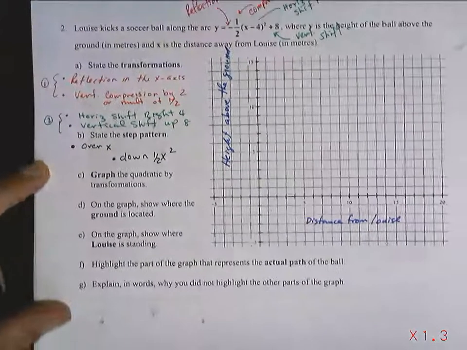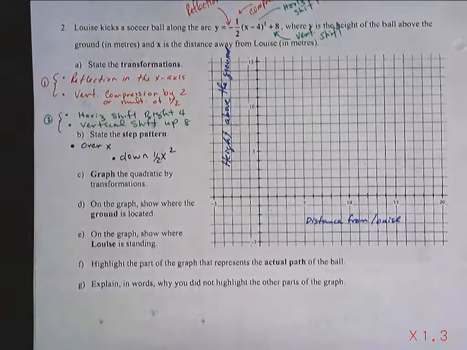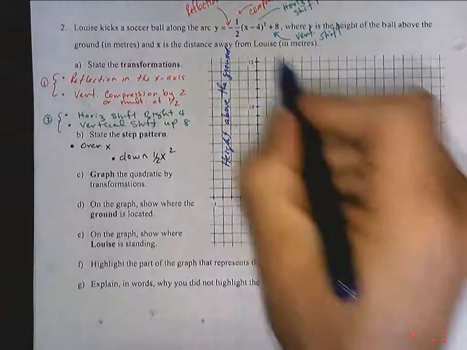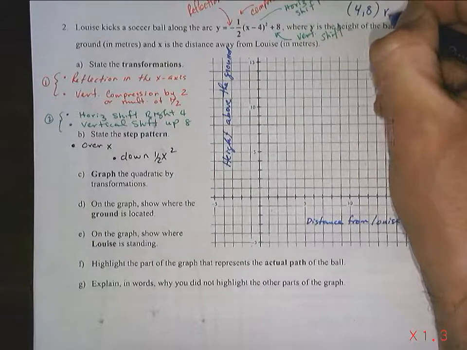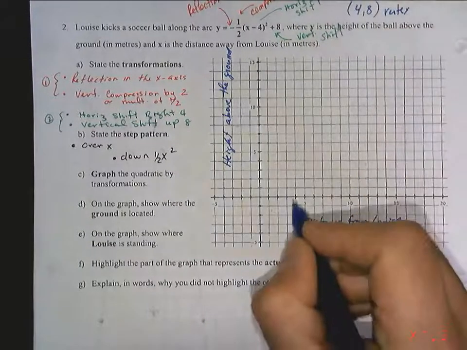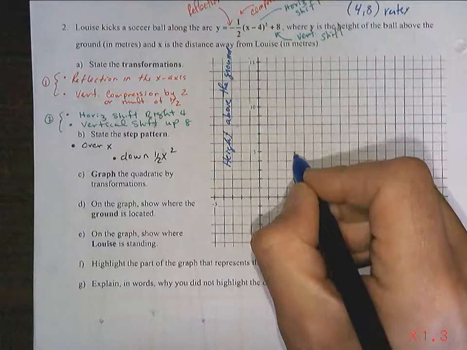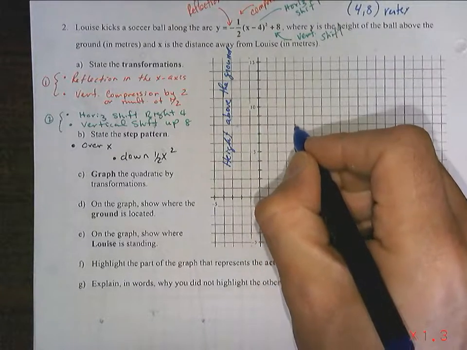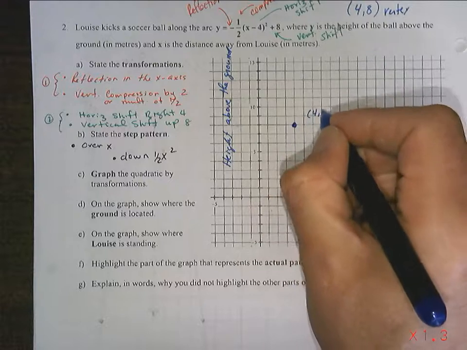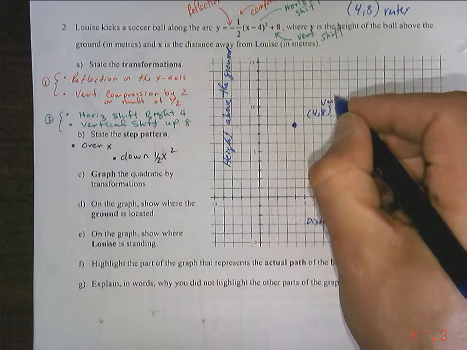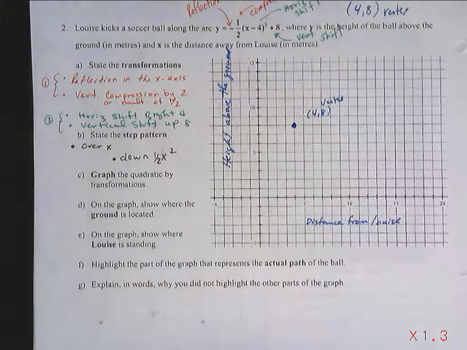Graph the equation. Okay, I'm going to start by putting in the vertex. The vertex up here is going to be 4, 8. So 4, 5, 6, 7, 8. Who do we appreciate? Mr. White. No, just kidding. Okay, 4, 8. That's our vertex.